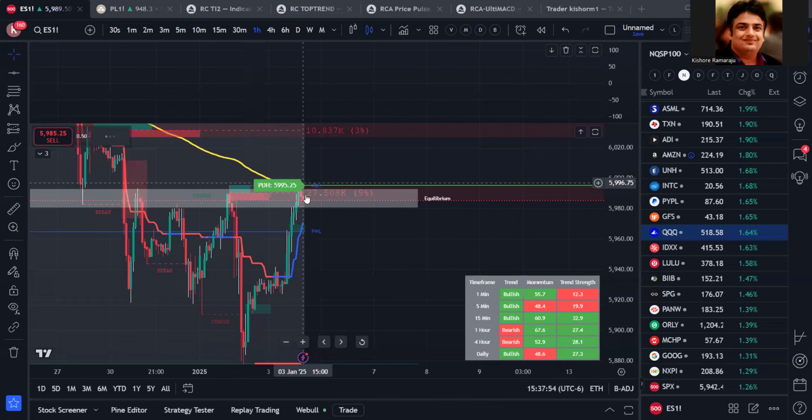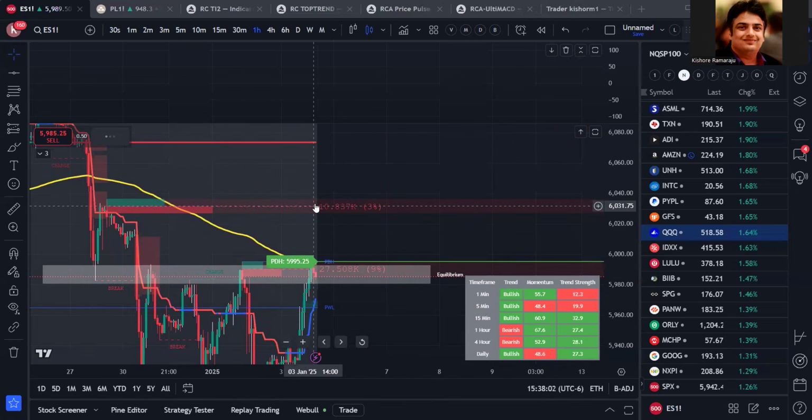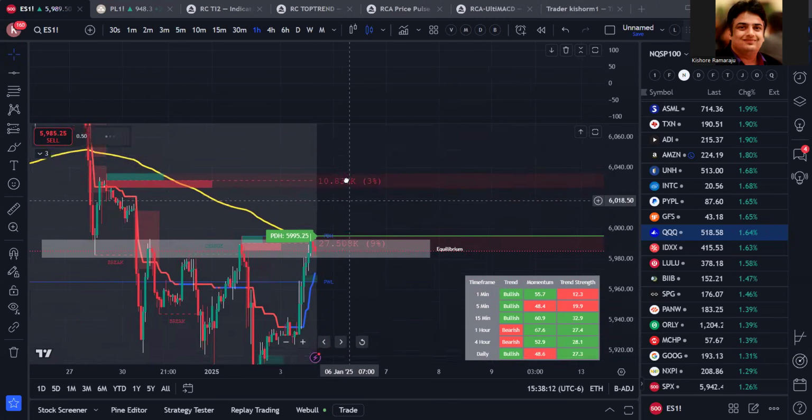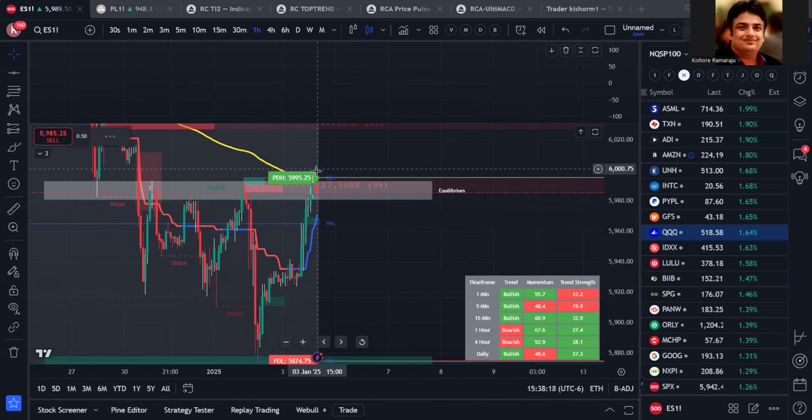Now there might be a small pullback, and then again it will break this resistance and go all the way to this point. Again there might be a small drop. Next time it will break this and go all the way to this point. So until it goes to the premium, it will go up, right? It is creating higher highs, higher lows. Going up, coming down, again goes up, again a little bit down, again goes up.